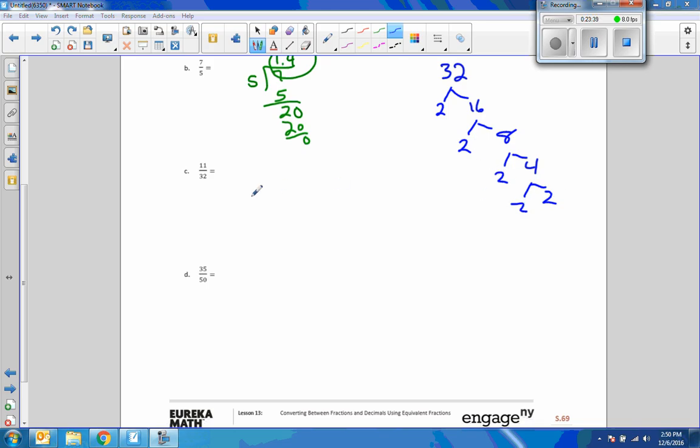So now we have 1, 2, 3, 4, 5 twos. So 32 is 2 to the 5th. And we want a base of 10, so now I have to multiply by 5 to the 5th. So it's going to be 11 over 2 to the 5th times 5 to the 5th over 5 to the 5th. Okay. So now when we multiply 11 times 5 to the 5th, that is actually 11 times 3,125, 5 to the 5th, divided by 10 to the 5th.